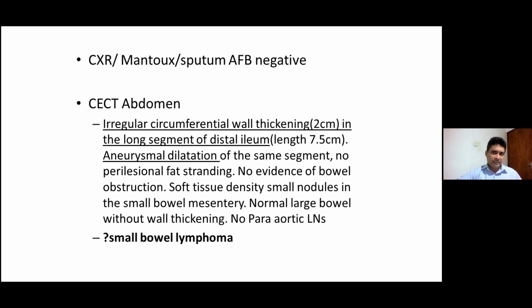And CECT abdomen showed an irregular circumferential wall thickening in the long segment of the distal ileum and aneurysmal dilatation of the same segment. But at that time also there were no identifiable paraaortic lymph nodes or mesenteric nodules. So again, the same suspicion whether this could be a small bowel lymphoma.